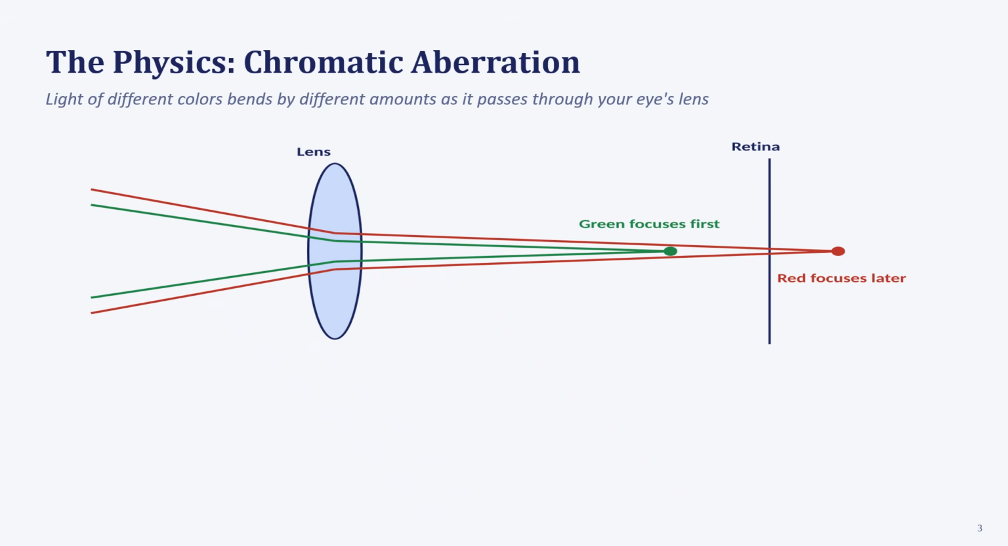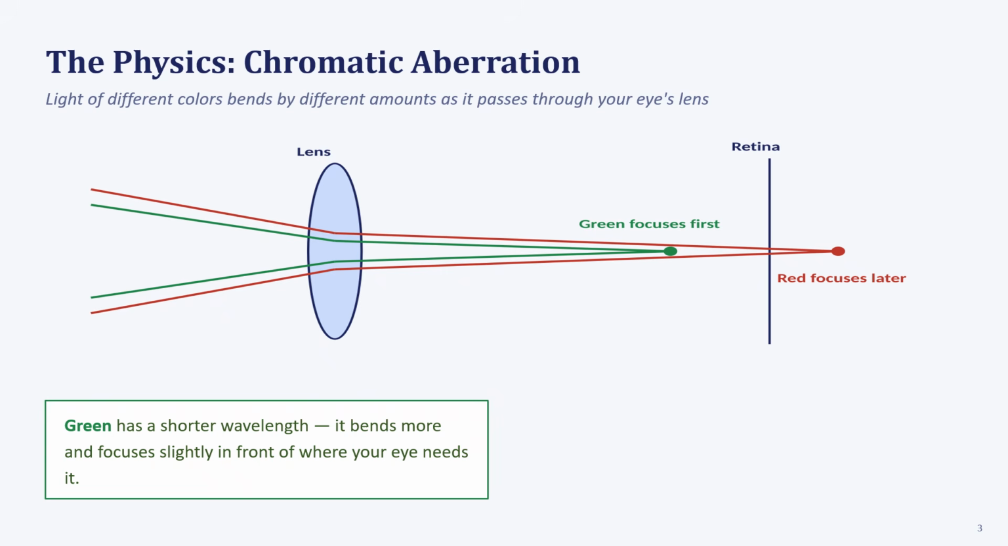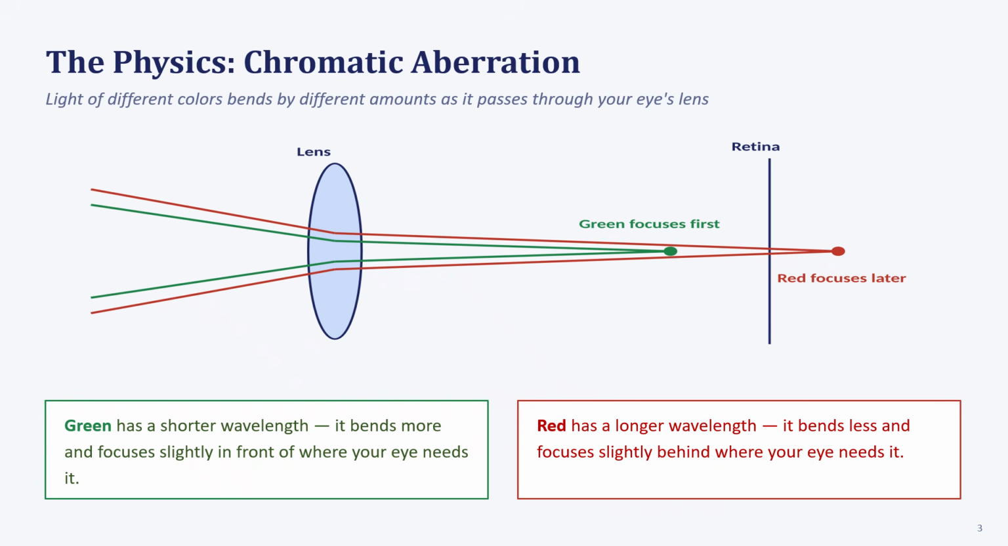chromatic aberration. White light is made up of several colors, and in the eye, the green light focuses first, in front of the retina, and red light focuses later, behind the retina. Green light has a shorter wavelength, so it bends more and focuses slightly in front of where your eye needs it, whereas red light has a longer wavelength, bends less and focuses slightly behind where your eye needs it, and your retina, where the image is falling perfectly, is in between.